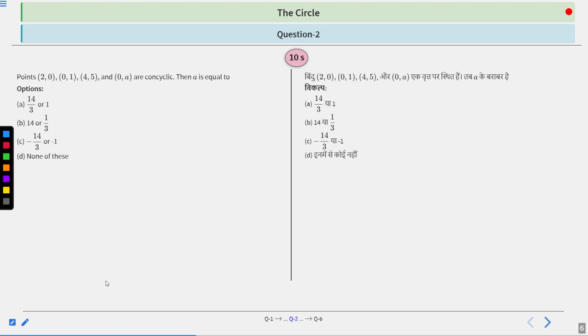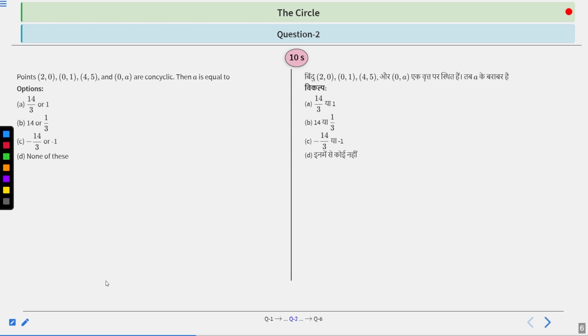Okay, let's move to the next question. Question number 2. Question number 2 says we have to find the value of a when the points (2, 0), (0, 1), (4, 5) and (0, a) are concyclic. Clear? So we have to find the value of a.